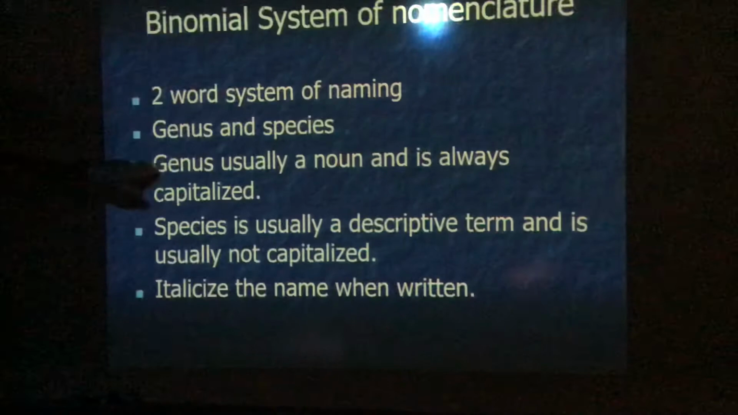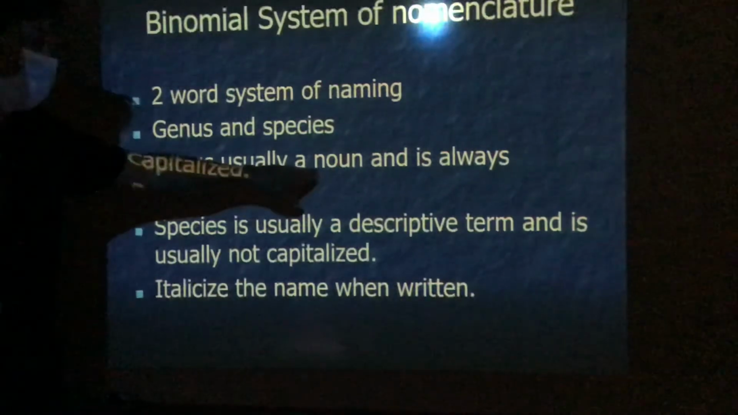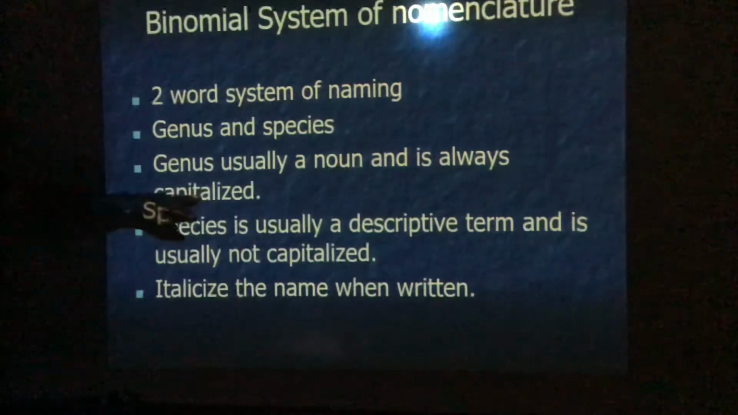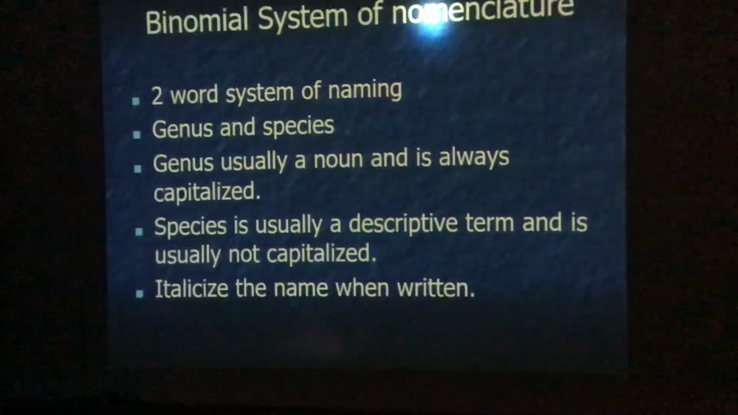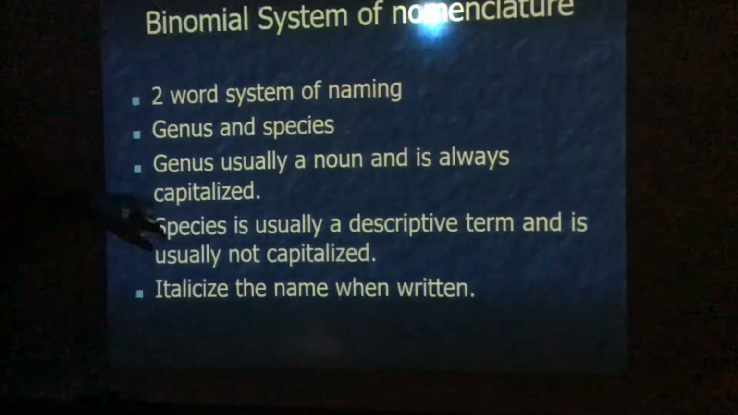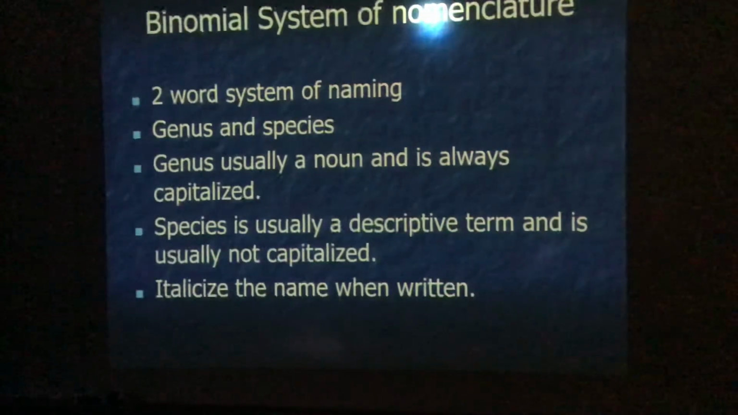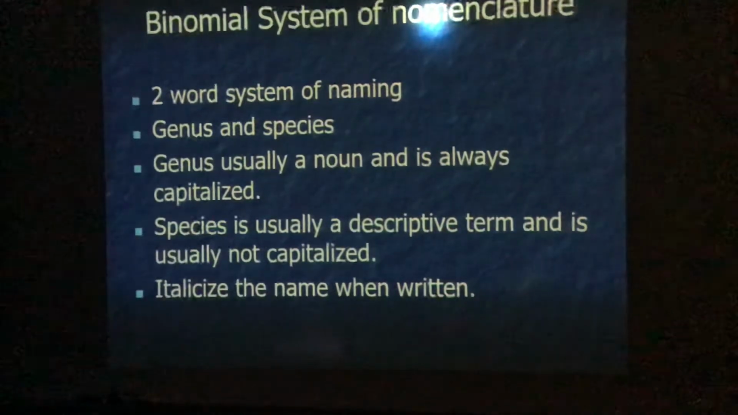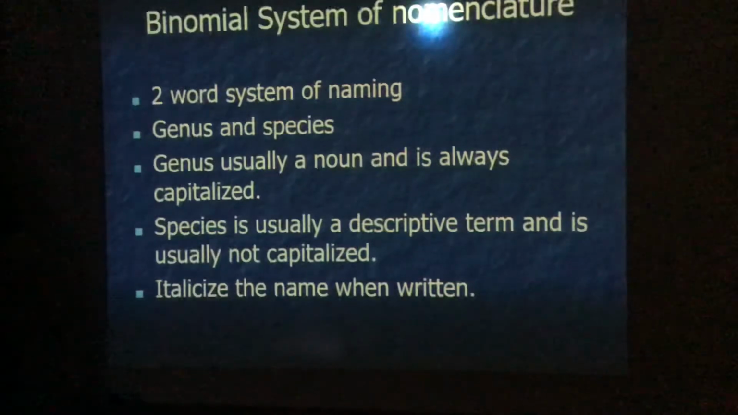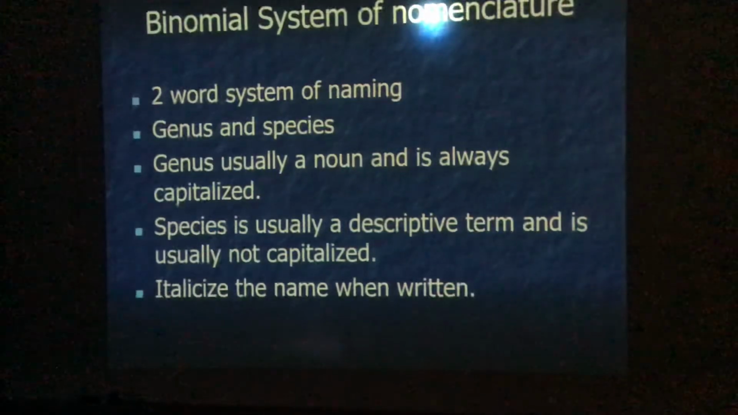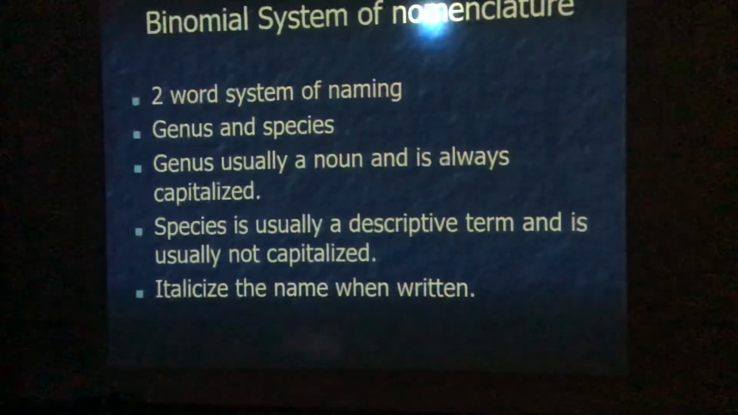Right here, the genus is usually a noun, and it's capitalized. That's the first word. Like our species name, Homo sapiens. Homo is the genus, meaning same, H-O-M-O. Sapiens is the species name of us. So that would be the technical name if you're going scientific on the classification.